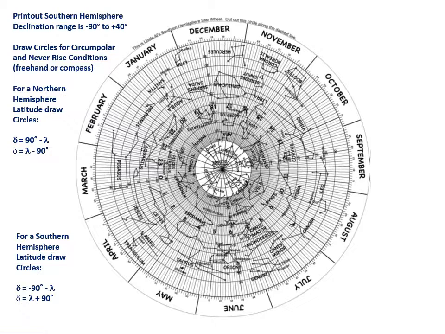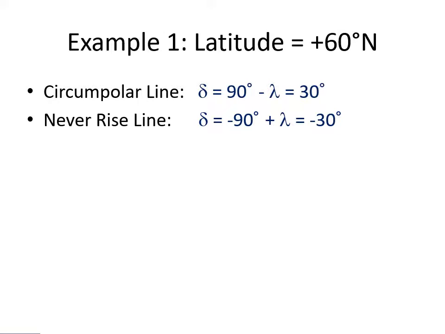Repeat the previous direction of annotating the circumpolar and never-rise declinations for the Southern Hemisphere. Then determine visually which constellations are circumpolar. For example 1, the observation site is at +60 degrees north. Thus the circumpolar declination is 30 degrees and the never-rise declination is -30 degrees.